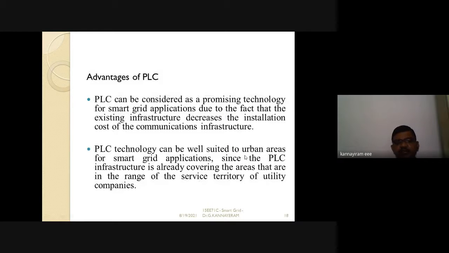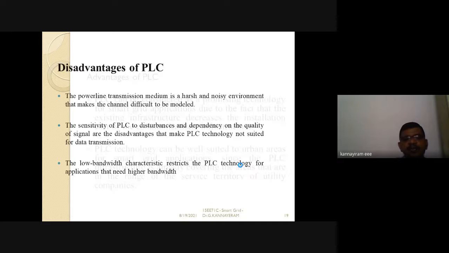Advantages: mainly, it can be a very good technology for smart grid applications. We are using existing infrastructure, there is no installation cost, and it is well suited for urban areas in smart grid applications. It already covers the areas within the range of the service territory of the utility company. That is another main advantage.